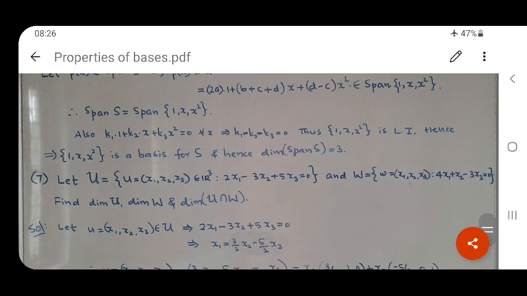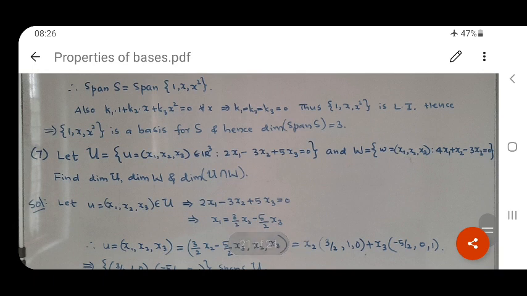Now, let U equal the set of (x1, x2, x3) in R³ with 2x1 - 3x2 + 5x3 = 0, and W equal the set of (x1, x2, x3) in R³ with 4x1 + x2 - 3x3 = 0. Find the dimension of U, W and U intersection W.